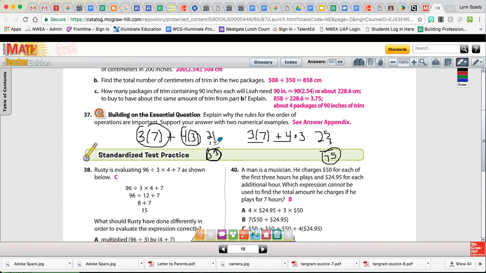Now, while the football team might want the 75 points instead of the 33 points, we just know that the order of operations is important so that we all get the same answer and we know the same rules to follow. So there's one example. If you have another one that you can come up with, that'd be great to put onto your note sheet. But that's it for the lesson 1-2 video.